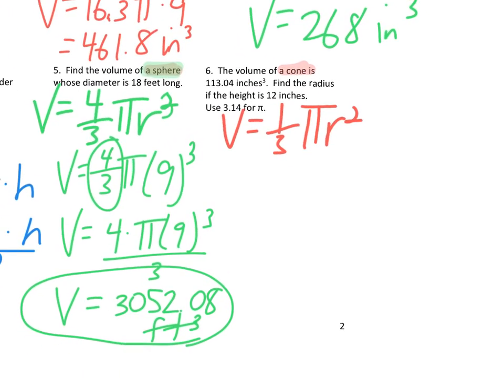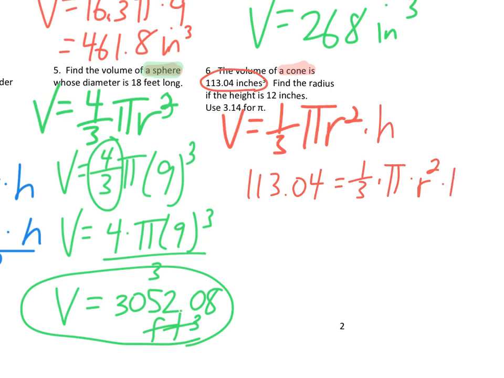All right, lastly, we have a cone, and we need to find the radius this time. Okay, this will be interesting. Same formula, volume equals 1/3 pi r squared h, and I'm going to plug in my volume for V. So 113.04 equals 1/3 times pi times r squared times h. I forgot the h in the original formula, and the height's 12.